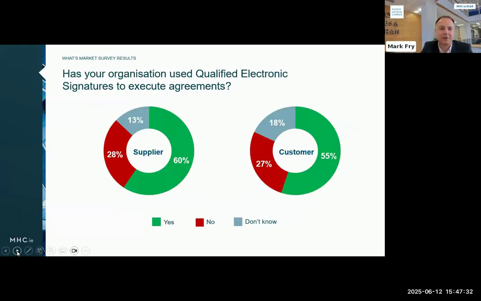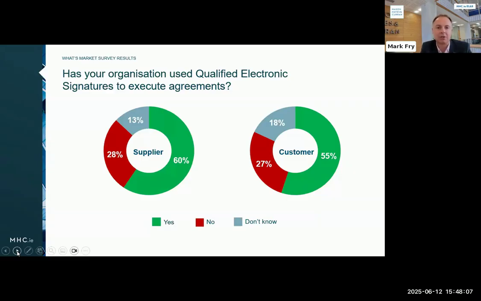Thanks, Caoimhe. So for those of you who participated in the survey in previous years, you might recall that we asked a lot more questions around e-signatures, in particular types of e-signatures, frequency of use of e-signatures. This year, we've only really asked one question, and that's focused on the use of what's known as qualified electronic signatures. For those of you familiar with e-signatures, there's essentially three different types of electronic signatures that you can use. You can have a simple e-signature, you can have an advanced e-signature, or you can have what's the gold standard of e-signatures, what's known as a qualified electronic signature.